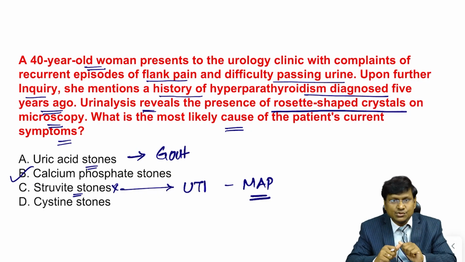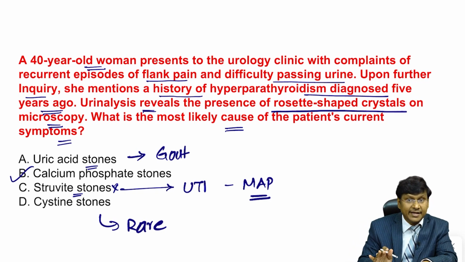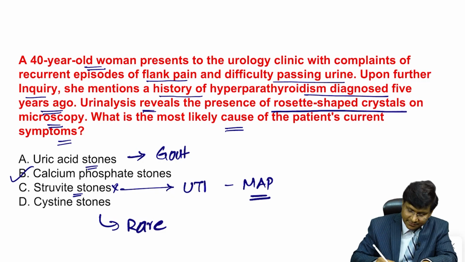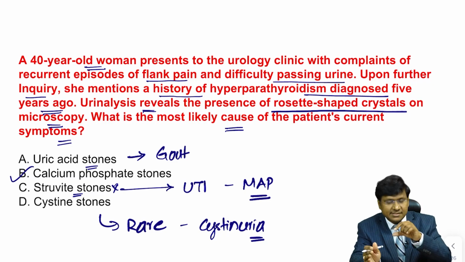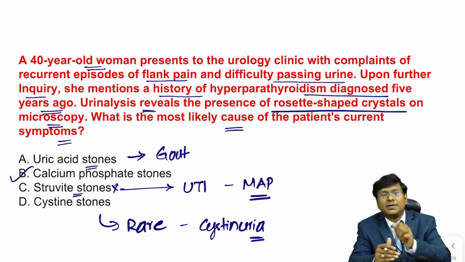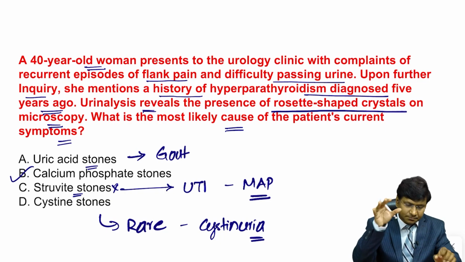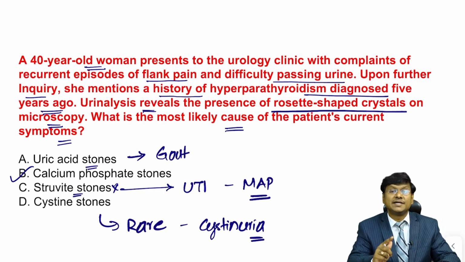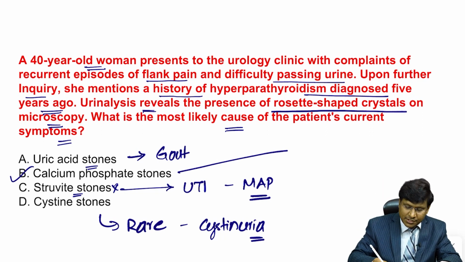Then coming to the cystine stones. These cystine stones, as such, are rare. They are typically seen in patients with cystinuria. And cystinuria is what? It's a genetic disorder characterized by defective renal tubular reabsorption of cysteine. Okay? And the cysteine which is not being reabsorbed will get accumulated within the tubule, resulting in the formation of cystine stones. Okay, so the answer here is calcium phosphate stones, which is very common in patients with hyperparathyroidism.